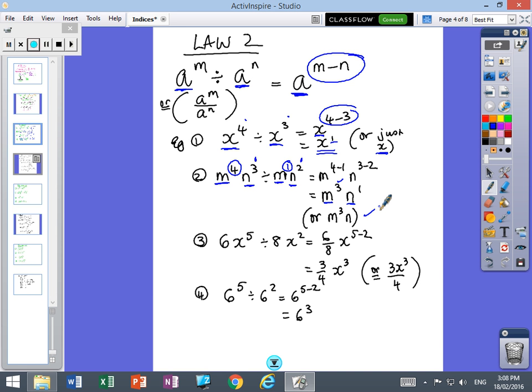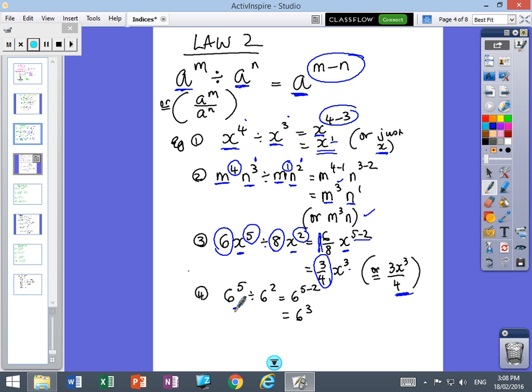Okay, complication: if I put numbers out the front, they're just numbers. So 6 divided by 8 is 6 over 8, and then with the x's, base x, put base x, and then 5 minus 2 equals 3. On your calculator, 6 over 8 equals 3/4. And if you want to, that answer's right, or you can put the 4 underneath the x, so it looks like one big fraction.